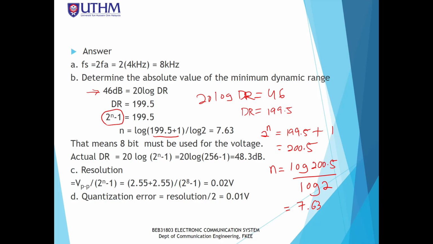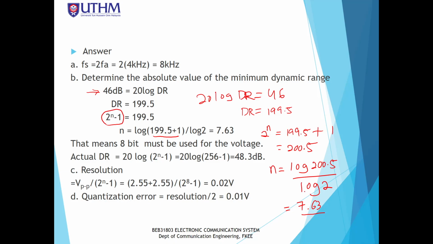7.63 is the minimum bit, but there's no decimal point number of bit. It is either 7, 8, 9, 10, it must be an absolute value. It cannot be in decimal point. So if n is equal to 7.63, we cannot say that the minimum number of bit is 7.